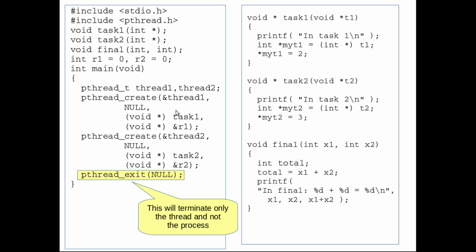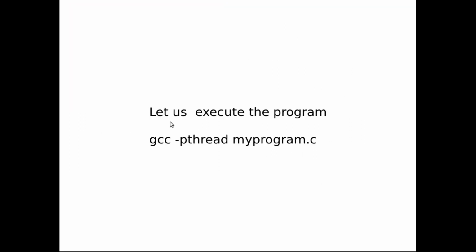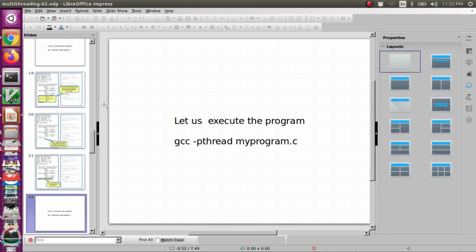However, it is not the same in case of threads. In case of threads, even if the main thread terminates, the other two threads will continue to exist. So this is the difference between threads and process. Now let us verify what I said again by running some code.